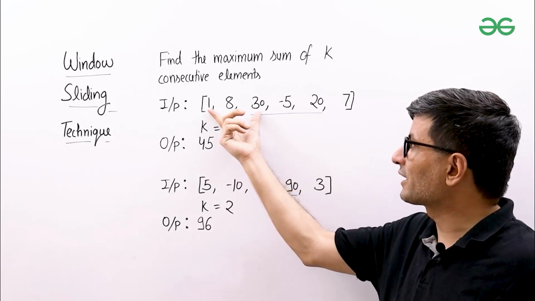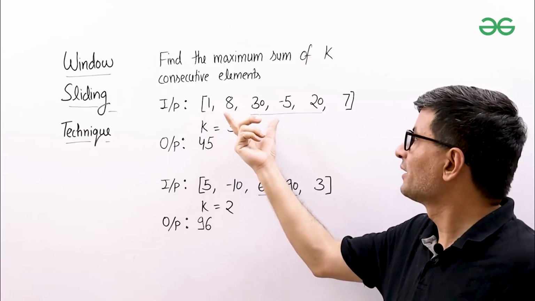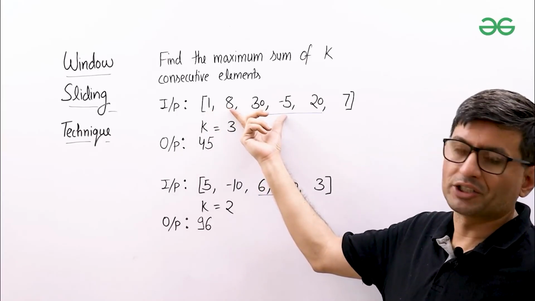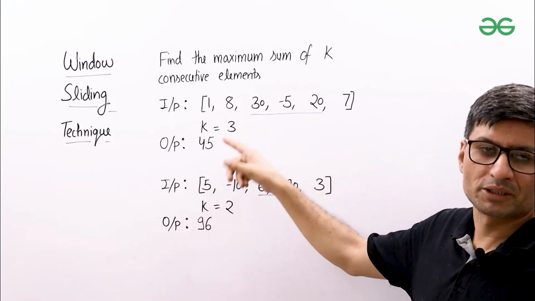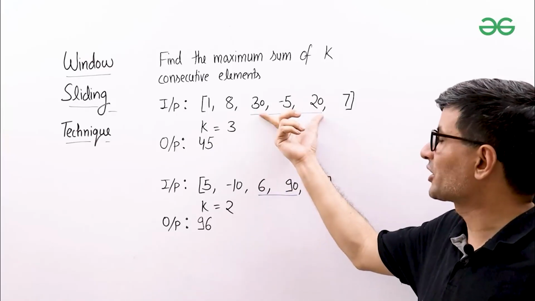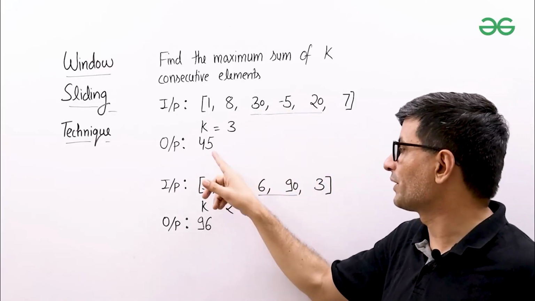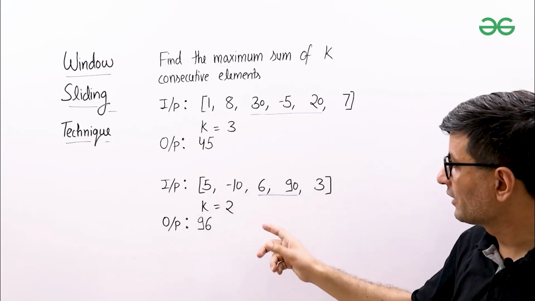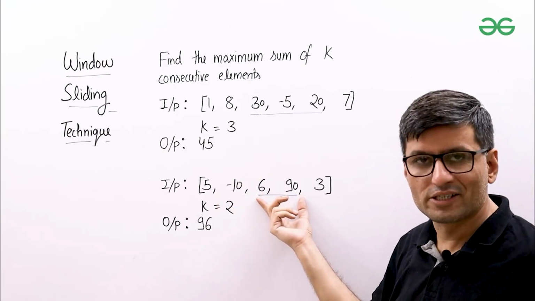So this subarray has sum 39, this subarray has sum 33, right? This has sum as 45 and this has sum as 22. So this is the maximum sum, that's why our output is 45. If k is 2 in this array, then 96 is the output.